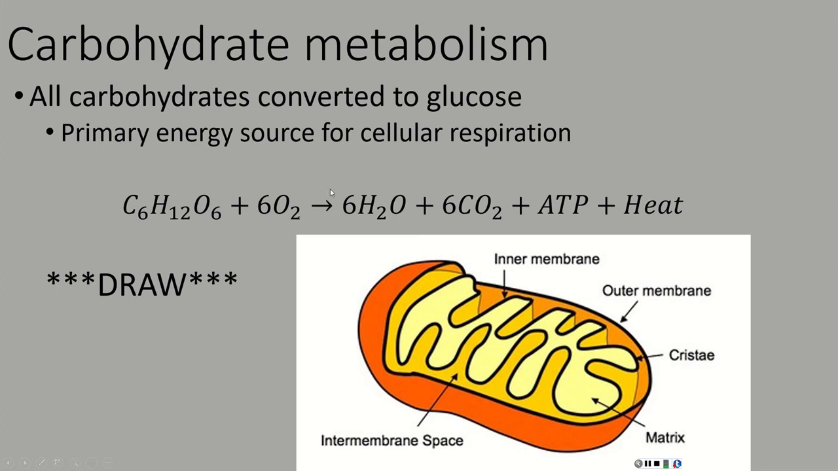This arrow represents all of the reactions that occur, and the products are going to be 6 molecules of water. So we produce water through cellular respiration, and 6 molecules of carbon dioxide, CO2. This is why we breathe CO2 out. This is where that CO2 that we breathe out comes from.